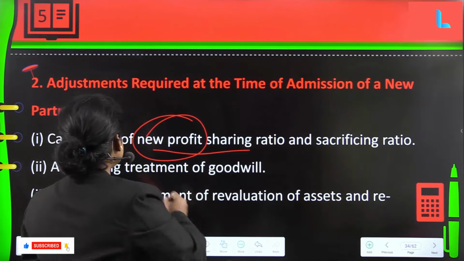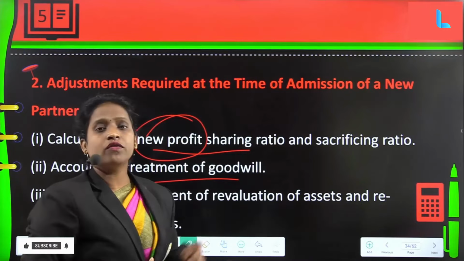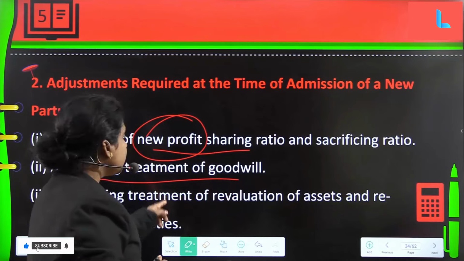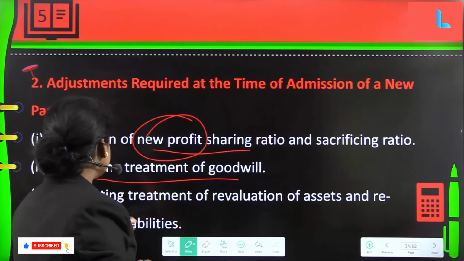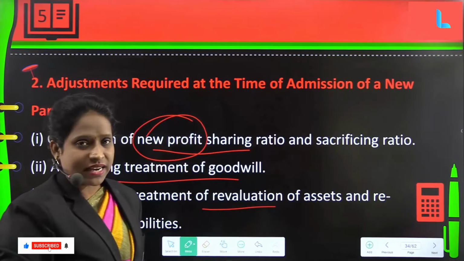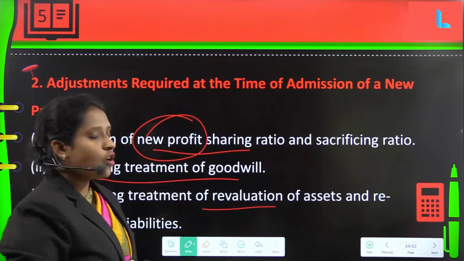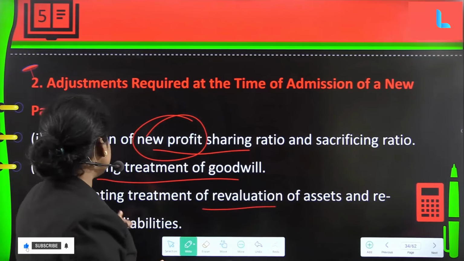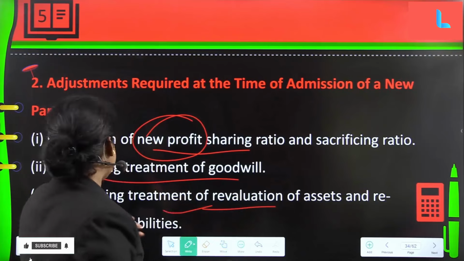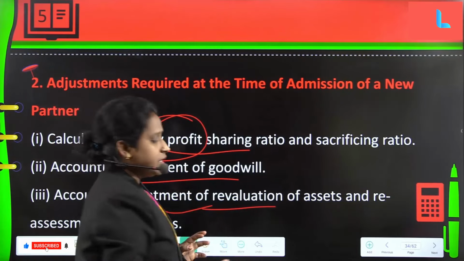Then the second step is the accounting treatment of goodwill. And the third step is the accounting treatment of revaluation of assets and reassessment of liabilities.